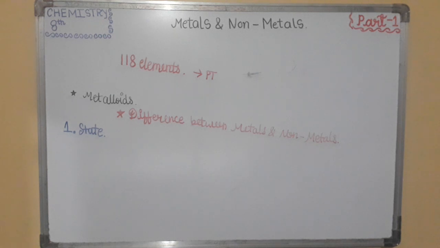In metals, all metals are solids at room temperature, example iron. Exception, mercury and gallium are liquids. In non-metals, generally gases at ordinary temperature, example chlorine. Exception, bromine is a liquid, iodine is a solid.